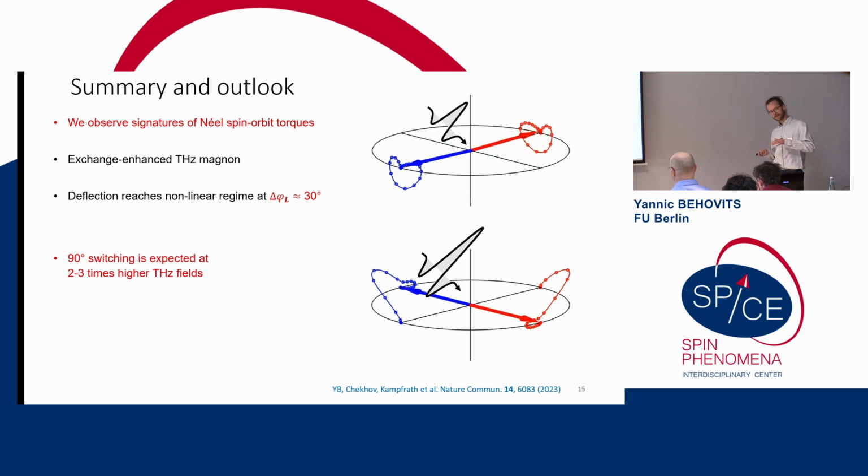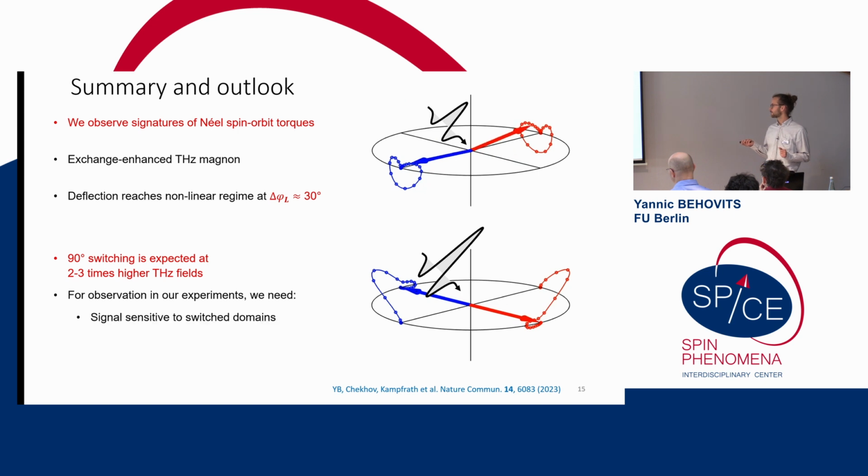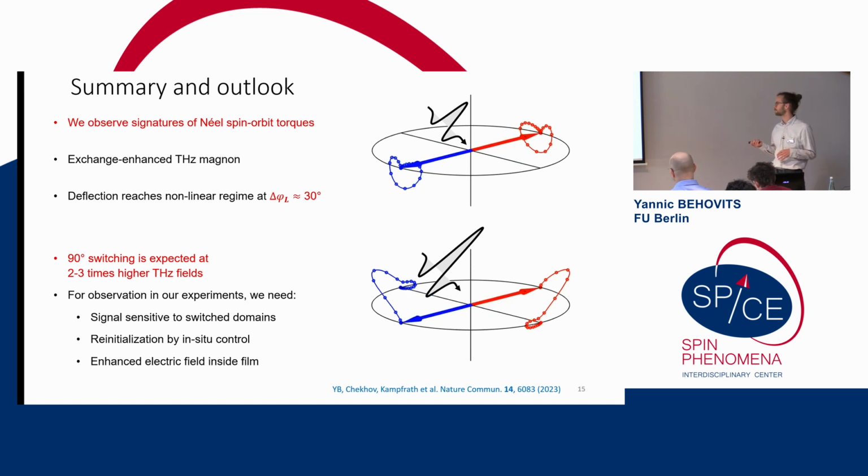So, from an experimental point of view, of course, there are some questions still open. First of all, if we want to see some coherent switching, we somehow need to be sensitive to these opposite domains, so these 90-degree domains. We also need to make sure, if we want to do a pump-probe experiment, to bring the sample always back to the initial state. And of course, most importantly, we need to increase or enhance the electric field inside the film to actually get to this stage here. And we're working on all three of these things, so I'll be happy to discuss them as well if you like.